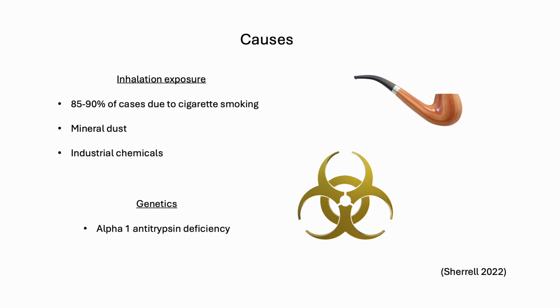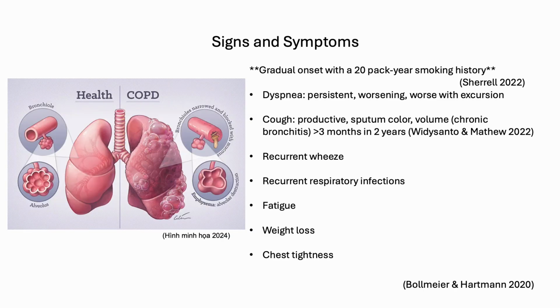Signs and symptoms of COPD, which is typically a gradual onset due to a 20-pack year smoking history, are dyspnea, which is the most common finding that is typically persistent and worsening and gets worse with exercise, but as the disease progresses, it can be present at rest. The cough is also common, which may be productive or non-productive. In this instance, sputum characteristics like color and volume can be useful markers for exacerbations.